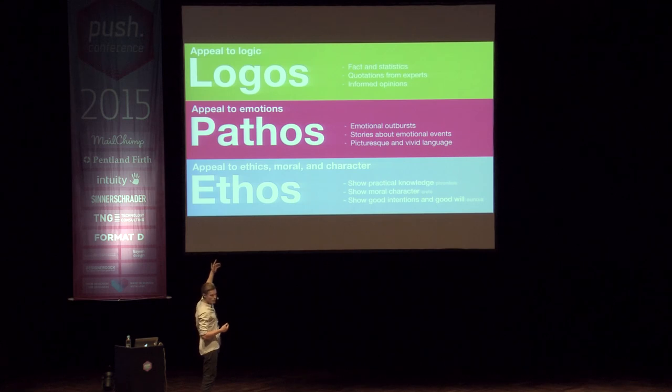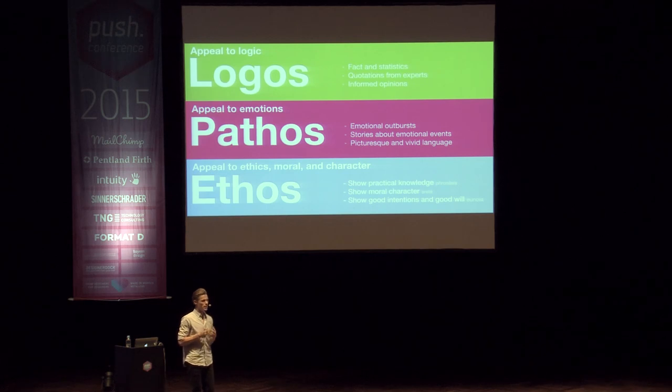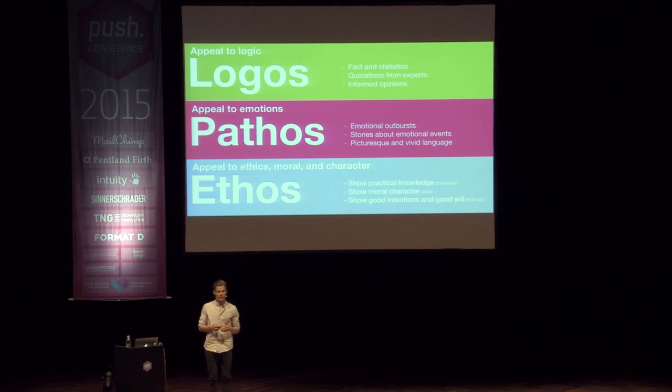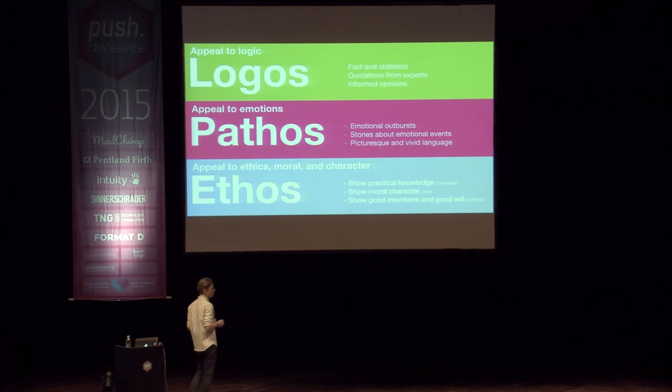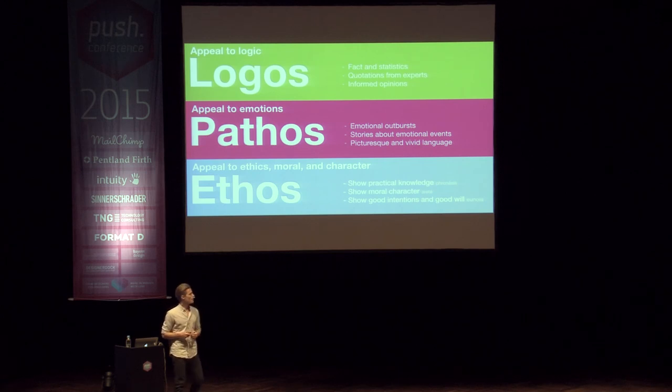And when you've laid the ground with logos and ethos, you can actually go into pathos, which is emotions. So if people trust you and you've proven your track record with logos, then you can start saying stuff like, this product is just amazing, all right? So I'm going to show you a few examples of how those three principles have been applied to the pattern of social proof.